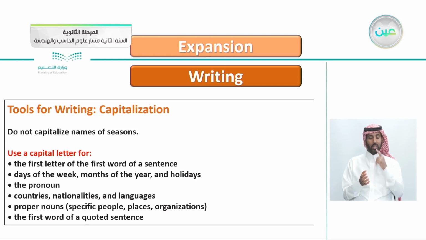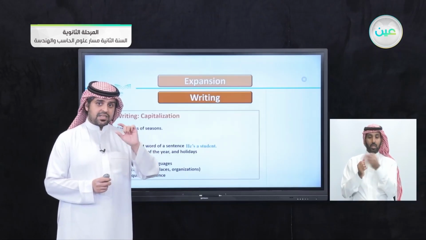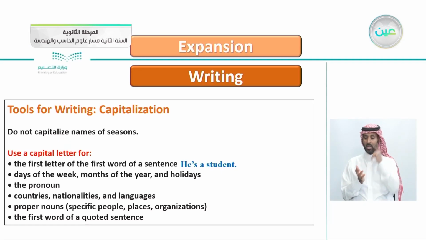The pronoun, countries, nationalities, and languages. Proper nouns, specific people, places, organizations. The first word of a quoted sentence. So again, we use capital letters for the first letter of the first word of a sentence. When you say, "He's a student," this is the first letter of the sentence. He's a student. Days of the week, months of the year, and holidays.